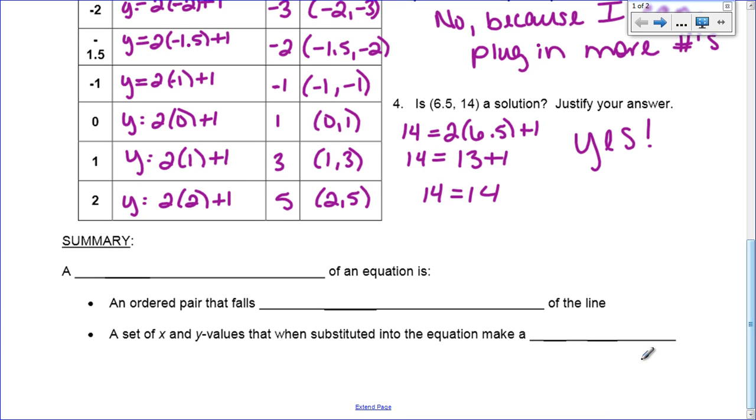So to summarize, a solution of a linear equation, they left out the word there. I think it should say linear because it's not just an equation. A solution of a linear equation is an ordered pair that falls on the graph of the line.